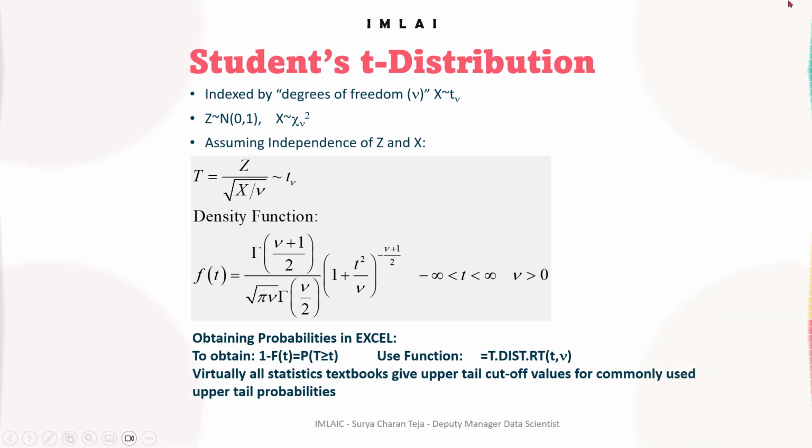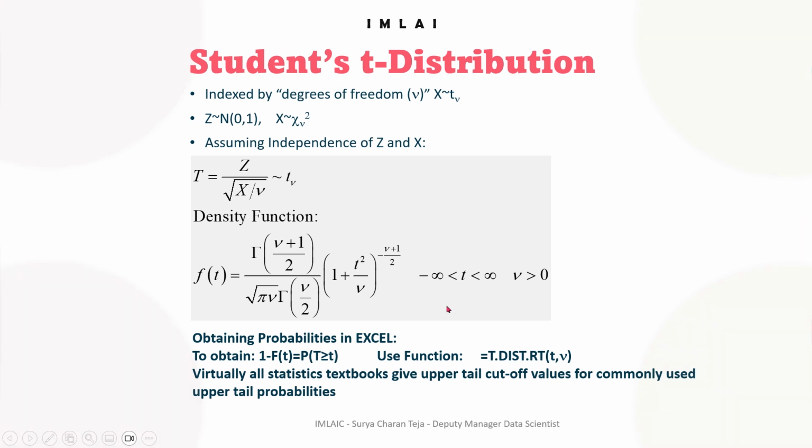Again, it's indexed by the degrees of freedom, assuming the independence of Z and X. This is how we calculate the t value, and this is the density function that the inventor has used: f(t) equals this, where this is called gamma, and this nu is nothing but your degrees of freedom.